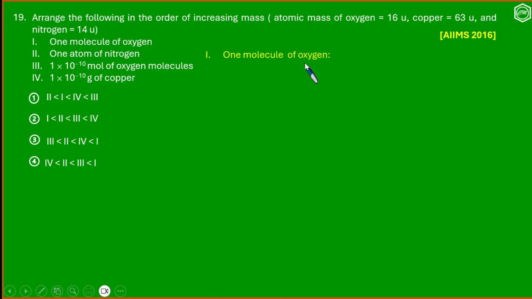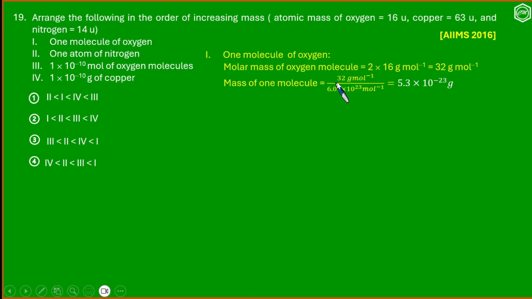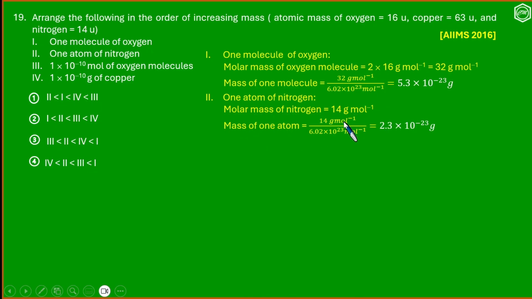First, 1 molecule of oxygen. Molar mass of oxygen molecule is 2 into 16, as 2 oxygen atoms are there. So it is 32 gram per mole. So mass of 1 molecule of oxygen is 32 gram per mole divided by Avogadro constant, that is 5.3 into 10 raised to minus 23 gram. Then second one, 1 atom of nitrogen. Molar mass of nitrogen is 14 gram per mole. Mass of 1 atom will be 14 gram per mole divided by Avogadro constant, that is 2.3 into 10 raised to minus 23 gram.